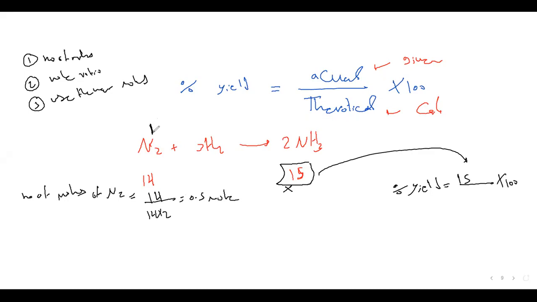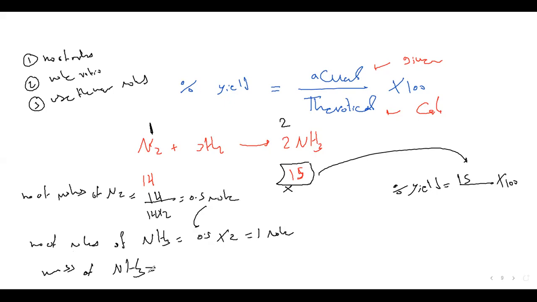After that, mole ratio. Mole ratio هنا كام لكام يا شباب؟ Mole ratios equal كام؟ 1 to 2. So the number of moles of ammonia is equal to 0.5 multiplied by 2 is equal 1 mole. Okay. After that, the mass of ammonia NH3 is equal to number of moles multiplied by the molar mass.